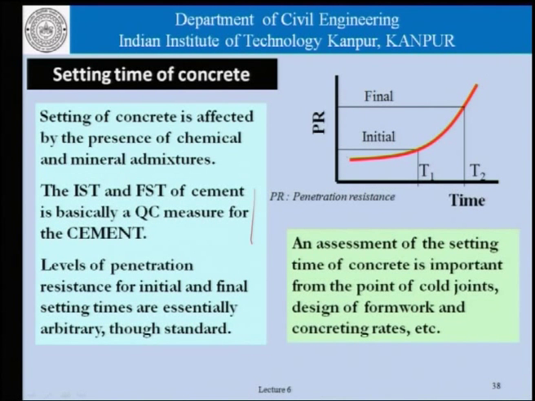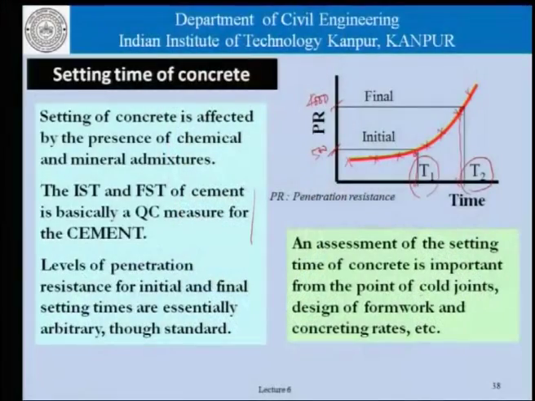So, we may have a situation where if we plot penetration resistance, we may get these values, and what we try to do is to say, okay, at this penetration resistance which is 500 psi and at this penetration resistance which is 4000 psi, what are the times that correspond to them, and we take T1 and T2 to be the initial and final setting times.